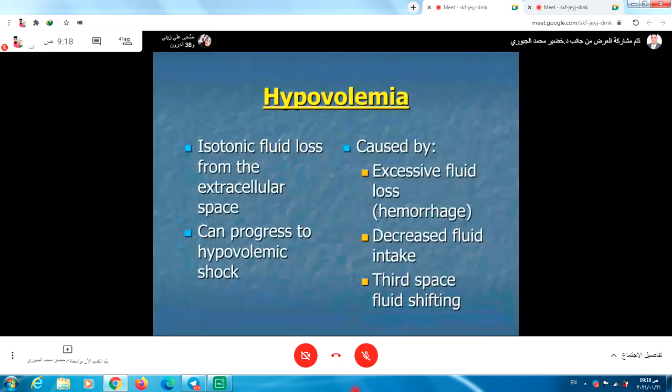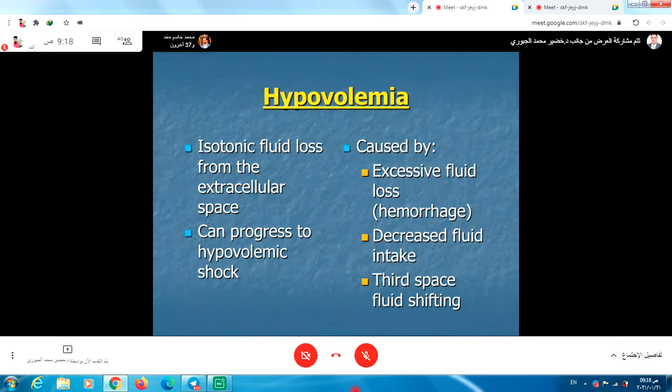Now, the second point. This was dehydration. The second problem is what's called hypovolemia. Hypovolemia means isotonic fluid loss from the extracellular space, and it can progress to hypovolemic shock.